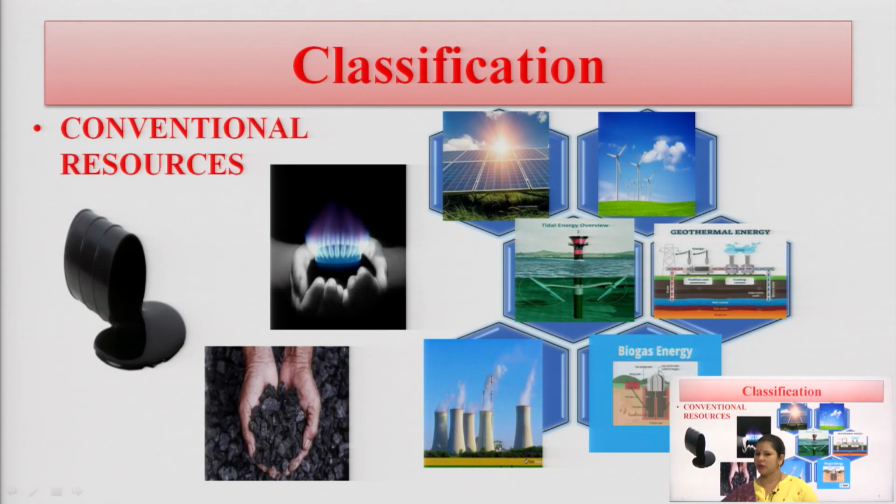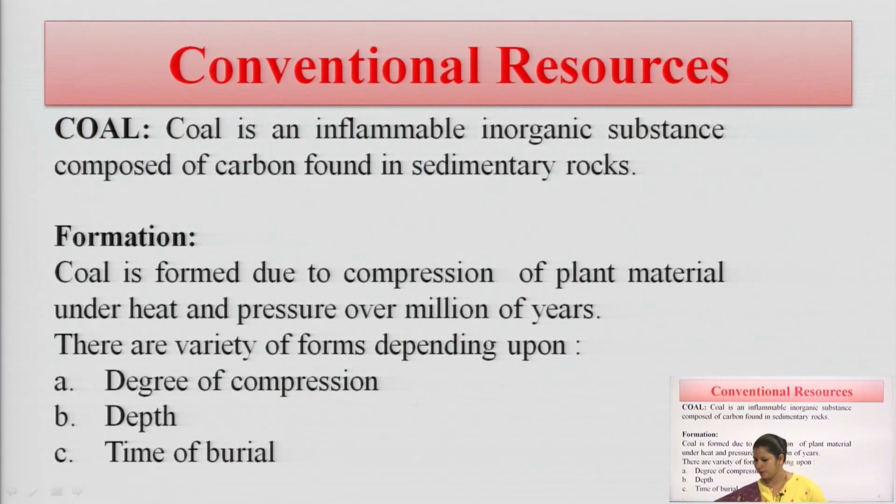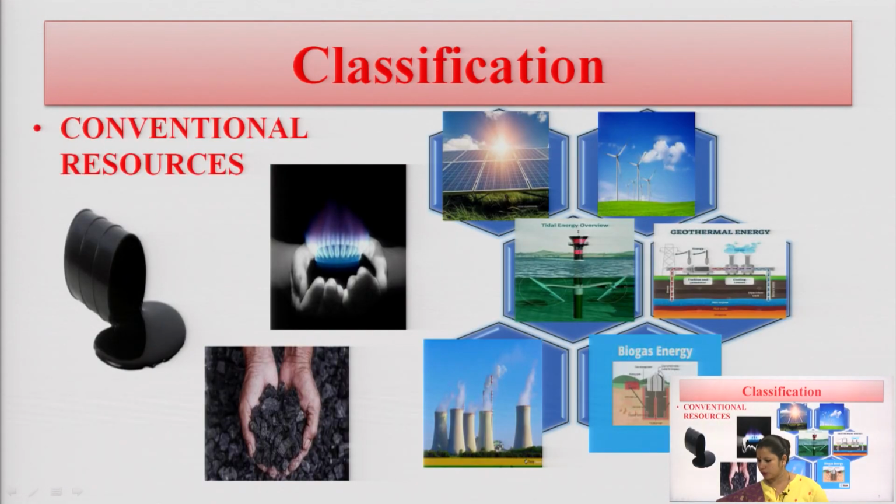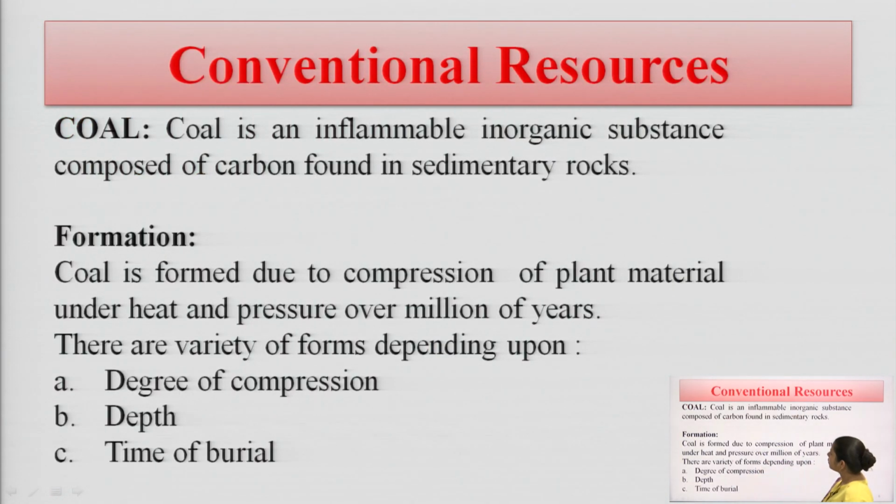Now, I have shown you these pictures only as examples: these are the pictures of the conventional resources and these are the pictures of non-conventional resources. Now, what is a conventional resource? First we will talk about coal. Coal is an inflammable organic substance composed of carbon compounds, and found in many sedimentary rocks.